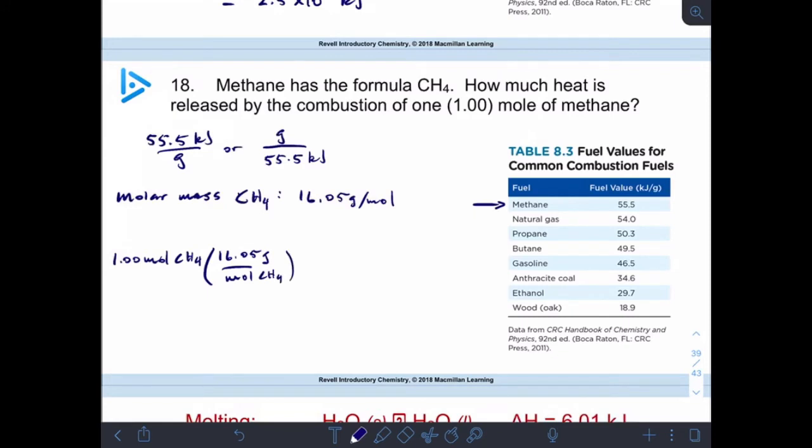Now that I'm in grams, I can use my fuel value as a conversion factor, and I'm going to want to put grams on the bottom. When we do that calculation, we get a total of 891 kilojoules.